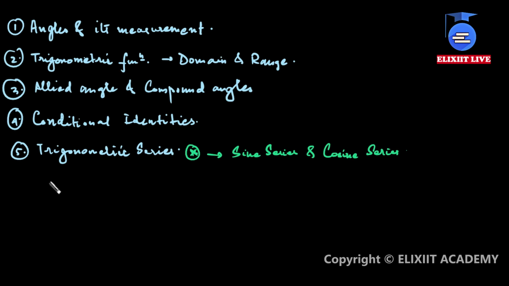Then the sixth one, a lot of things are there. This is a very big chapter. Then the last is maximum and minimum values of trigonometric identities. This is the overall content syllabus.